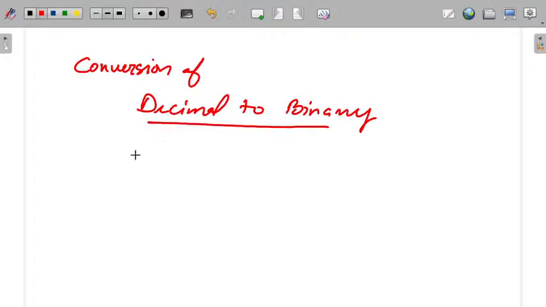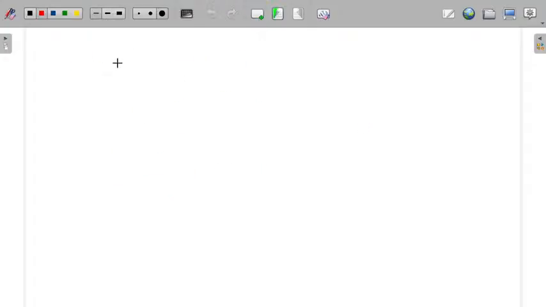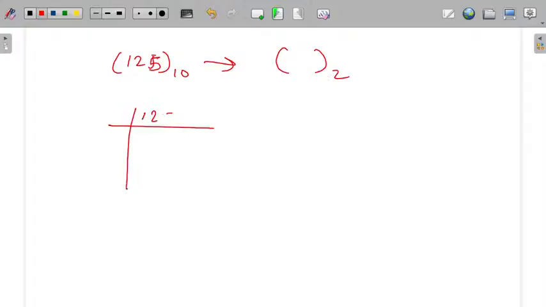So we have discussed the conversion of decimal to binary. As we know, for representing decimal data we write it like this: 125 base 10. Base 10 indicates that 125 is a decimal number. Now we have to convert this into binary. So how do we convert this 125 into a binary number? For conversion of 125 base 10 into base 2, we have to divide 125 by its base, the binary base, that is 2.